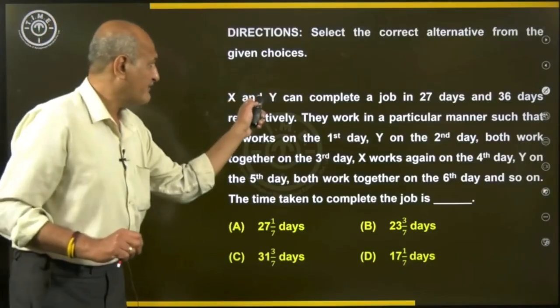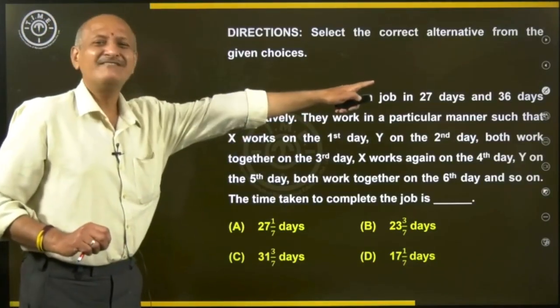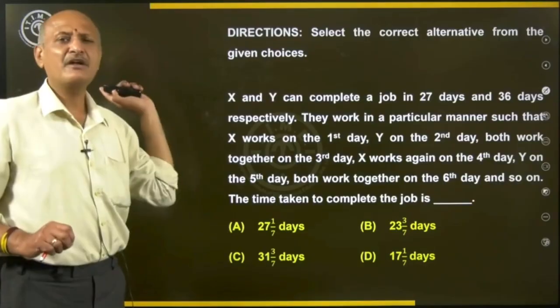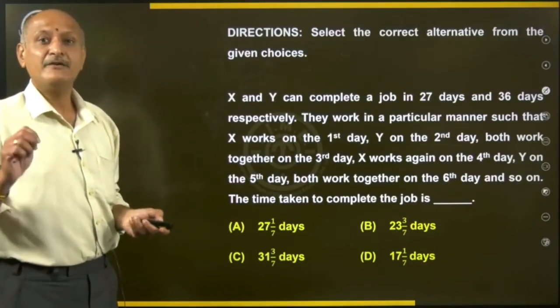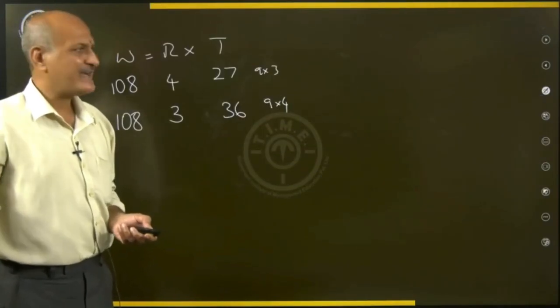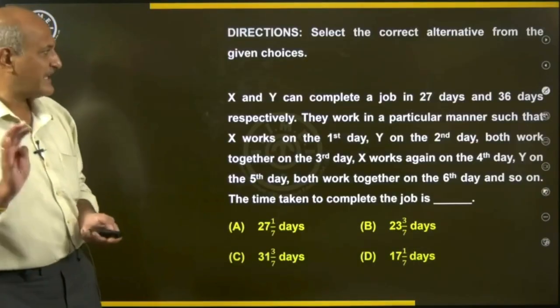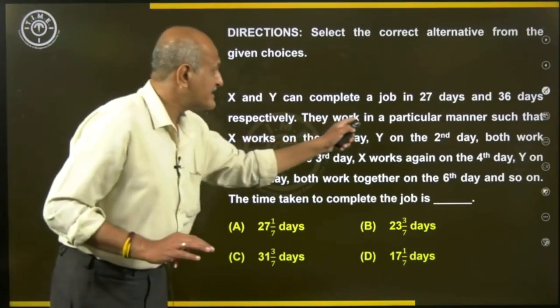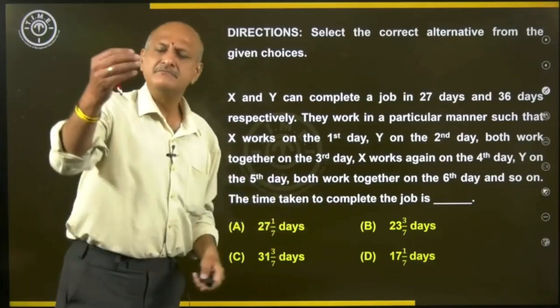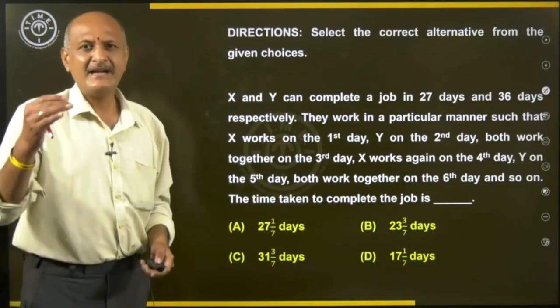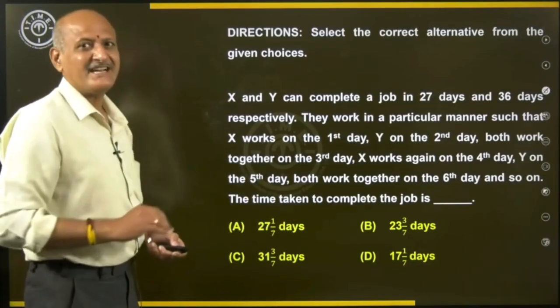From the first line which is given, X and Y can complete a job in 27 and 36 days, this is what we interpret. What is that? That the rate of X is 4 and the rate of Y is 3. Now, what else do we know? It reads, they work in a particular manner. That is, they are working alternate days and completing the work. Now let's understand this pattern.